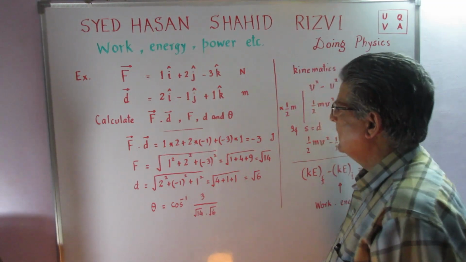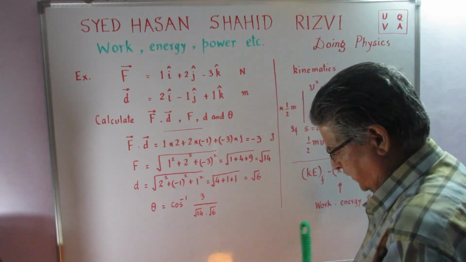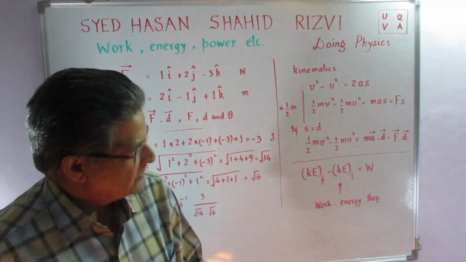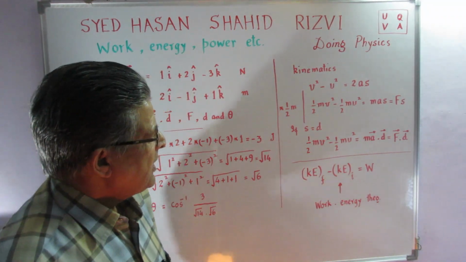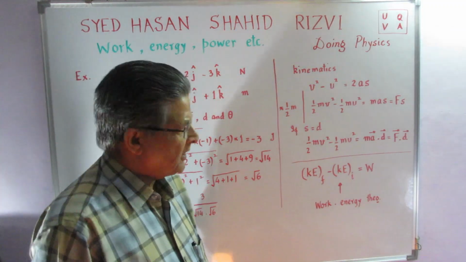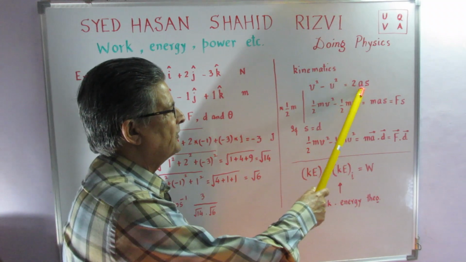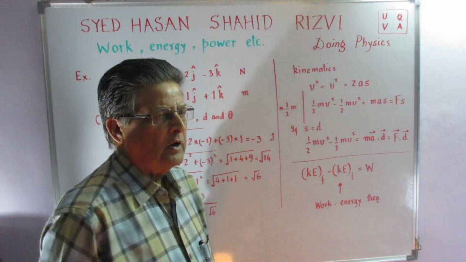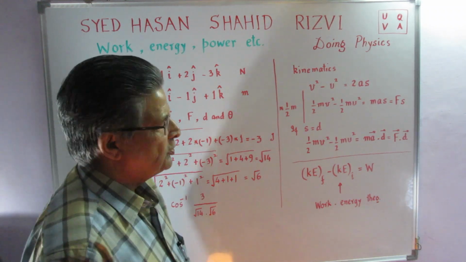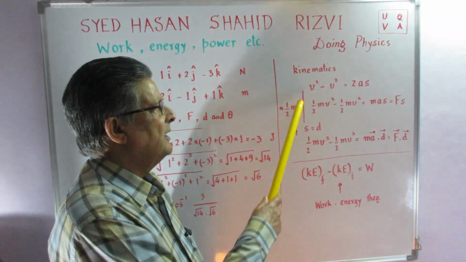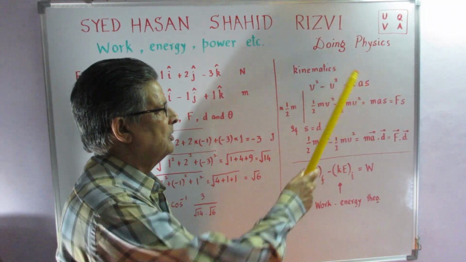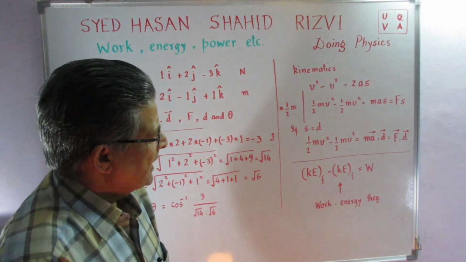Okay. Now, to introduce, like it is done in the high school classes, we go back to our kinematics. In kinematics of constant acceleration, we obtain three equations: v is equal to u plus at, s is equal to ut plus half at square, and v square is equal to u square plus 2as, or v square minus u square is equal to 2as.